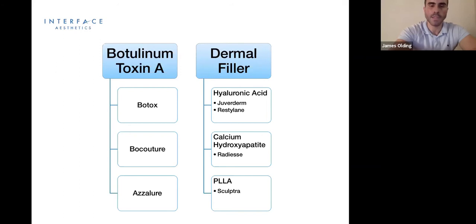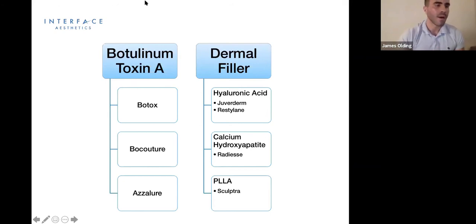So that's one important thing for you to notice. There are other brands, as you can see here. There's Bocouture and Azzalure. These are the 3 main brands that are used in cosmetics. And it's just a case of understanding their differences because they're not all equal, and getting comfortable with using one. That's botulinum toxin.